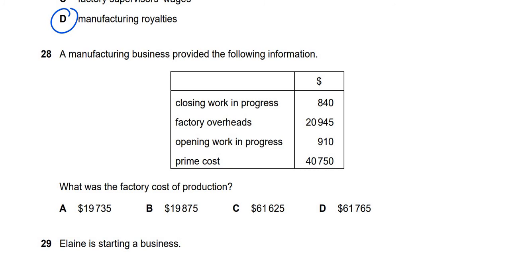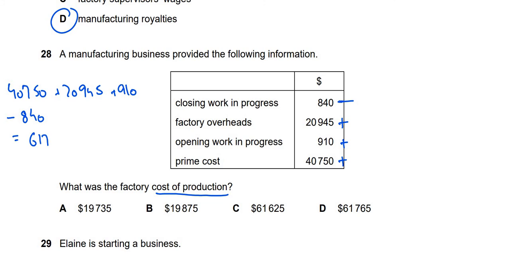What was the factory cost of production? So look, factory cost of production, we will actually add prime cost, then we will add factory overheads, then we will add opening work in progress, and we will subtract closing work in progress. So we will actually do 40,750 plus 20,945 plus 910, subtracted from 840, we get 61,765. 61,765, guys.